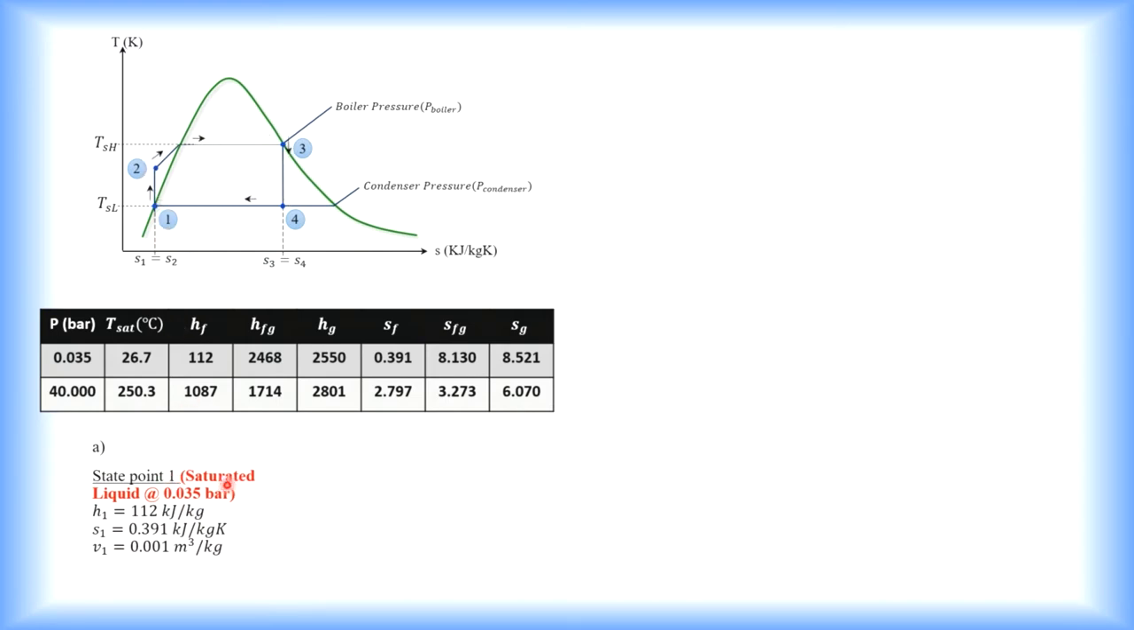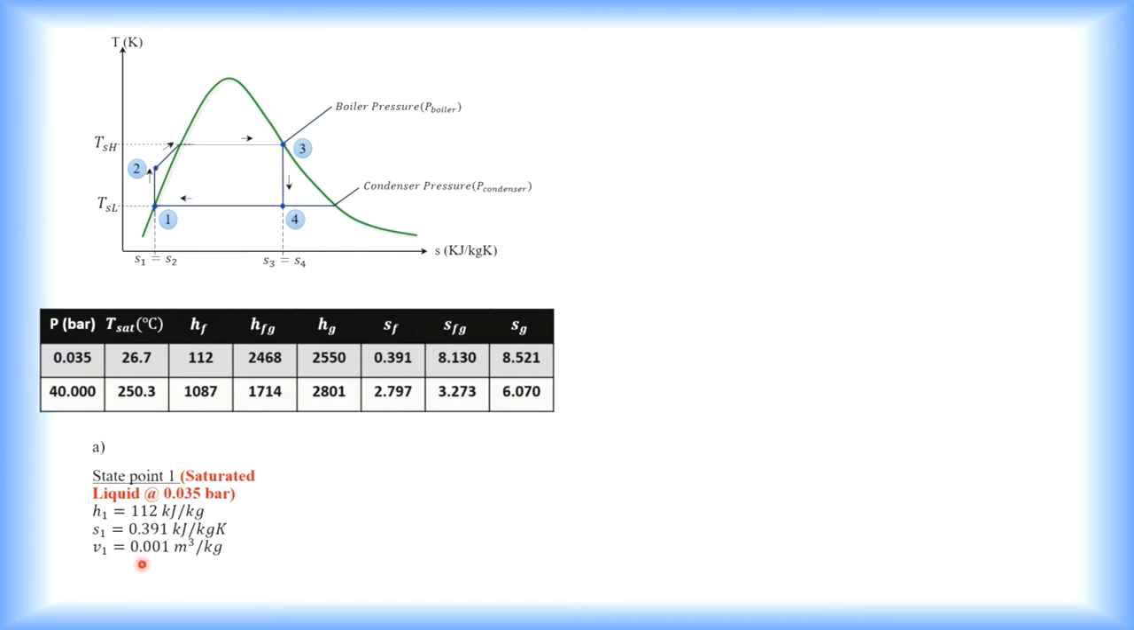Then we define state point one. We state it down here: saturated liquid at 0.035 bar. Basically it gives you the condition of state point one, at that pressure and saturated liquid. Then you can write H1 is how much. H1 actually refers to hf at that pressure, so that is 112. And the entropy based on 0.035 bar, because it's saturated liquid, you take 0.391.